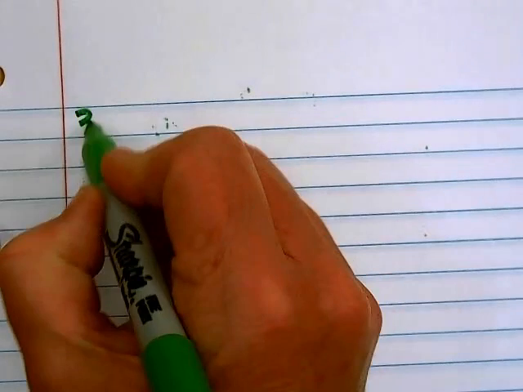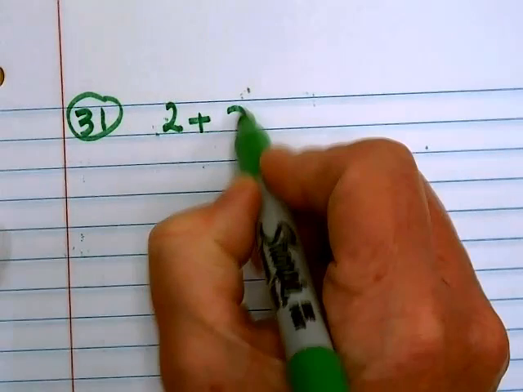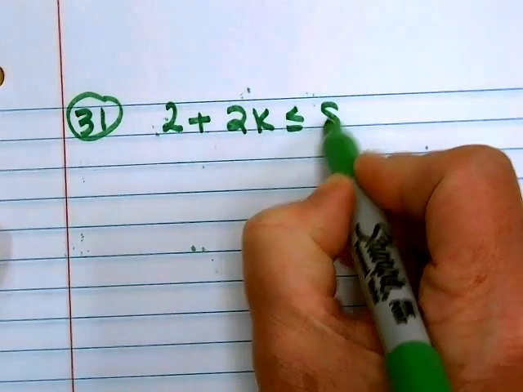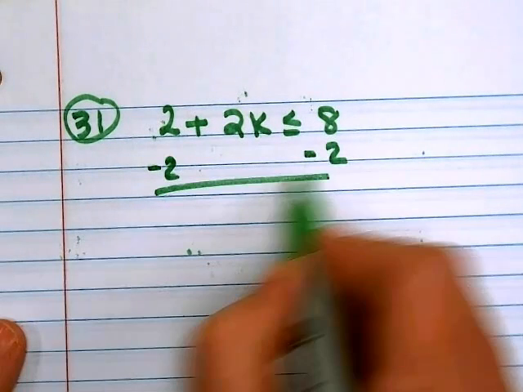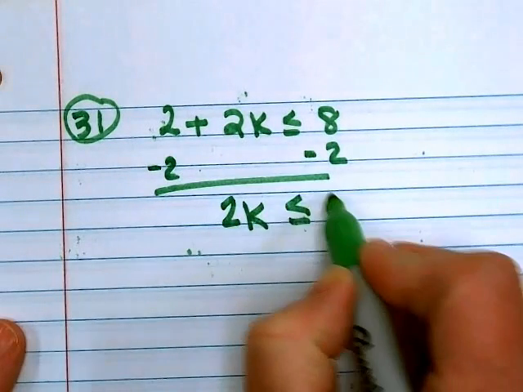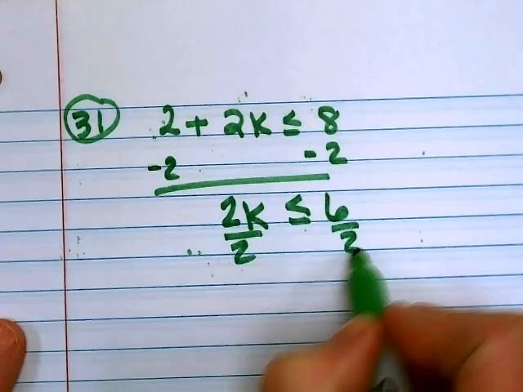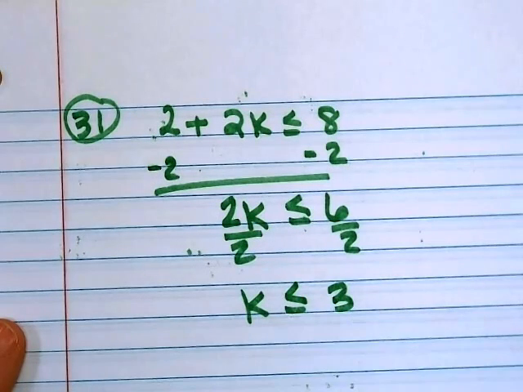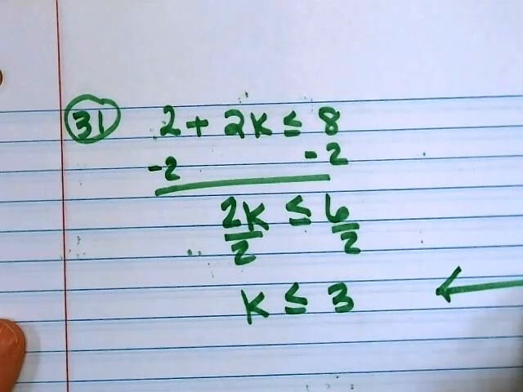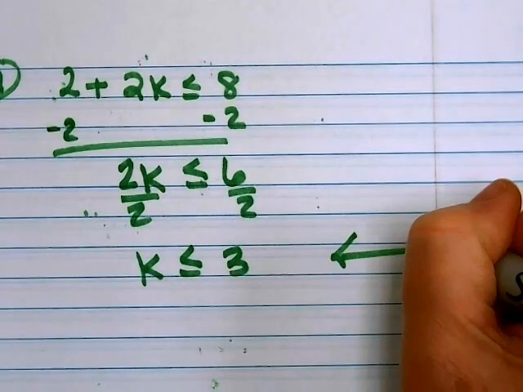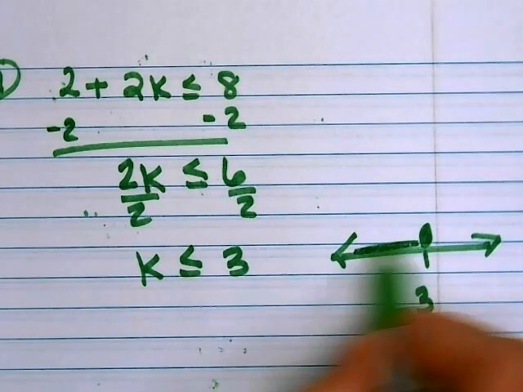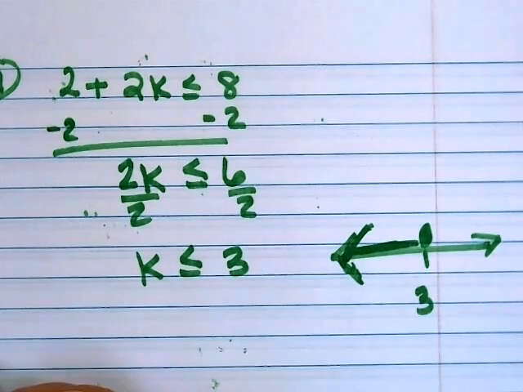31. 2 plus 2k is less than or equal to 8. Graph the solution set. So at 3, what kind of circle do you need? Shaded. And k is less than.